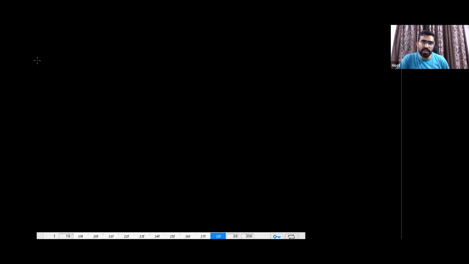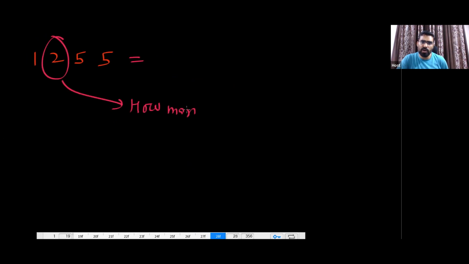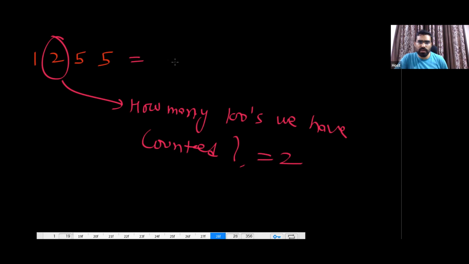So if I give you any number in the decimal system, for example 1253, or 1255, then what does this number mean? It means how many hundreds we have counted. So the answer is 2. Two hundreds we have counted.